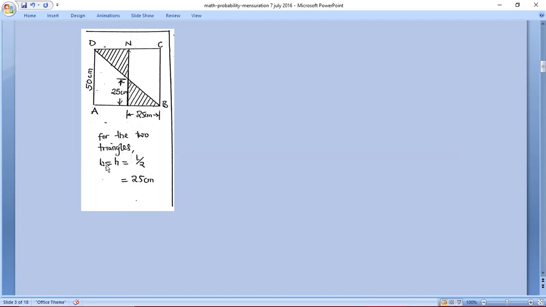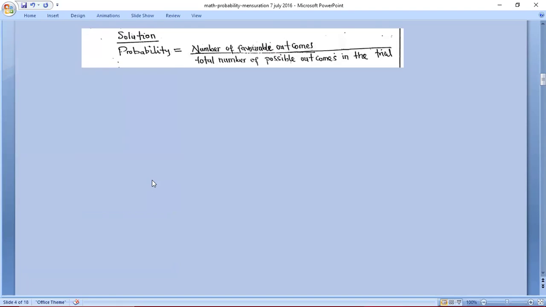So for the two triangles, we have DNO and OMB, or BOM. These two triangles, which are shaded, are of the same height and base. Remember that this is a 90-degree triangle, so we use the formula for the area of a triangle, which is simply half times base times height. The height is the same, which is simply 50 divided by 2, or L, the length of the square, divided by 2, which is 25 centimeters.